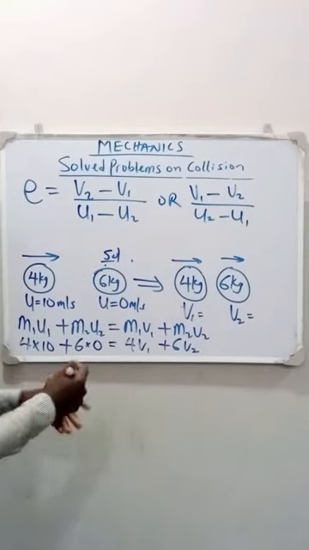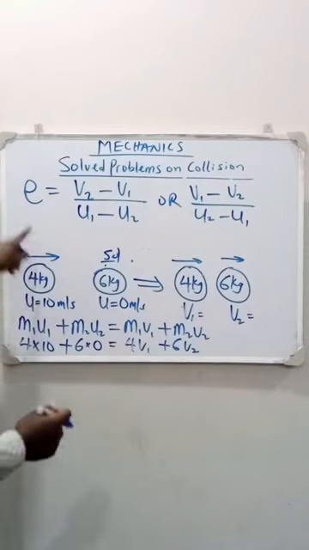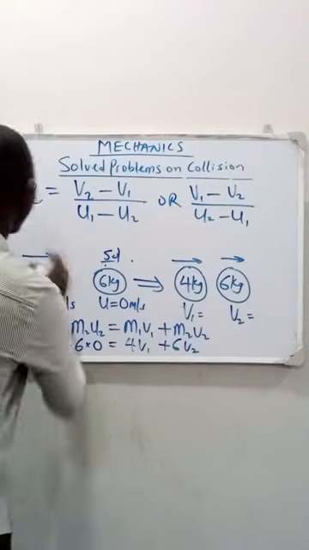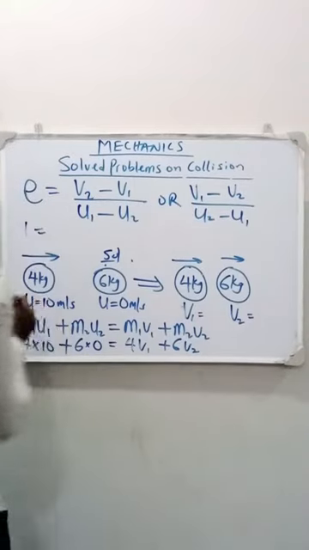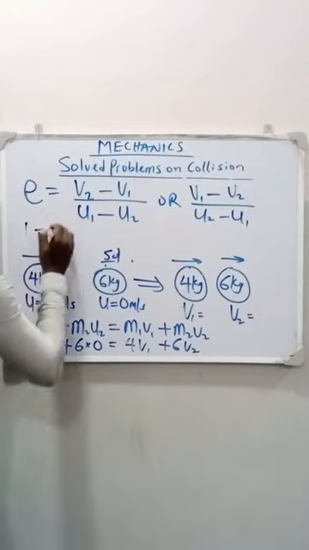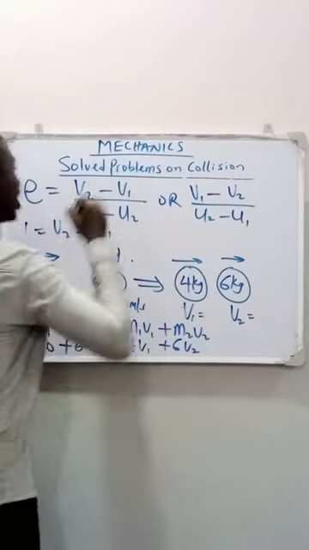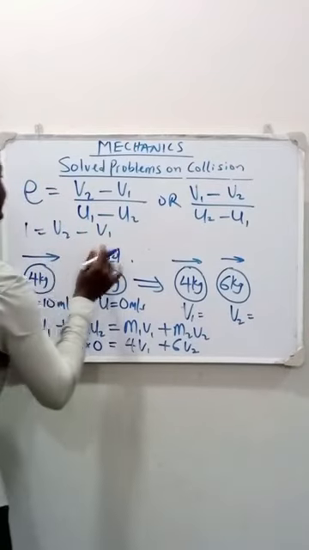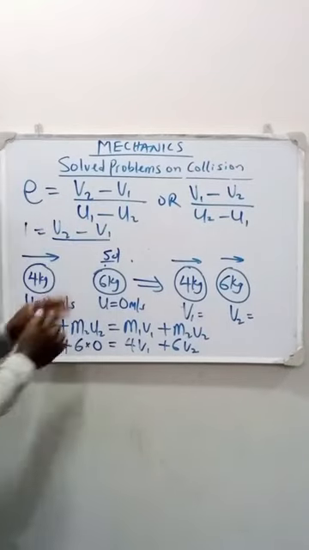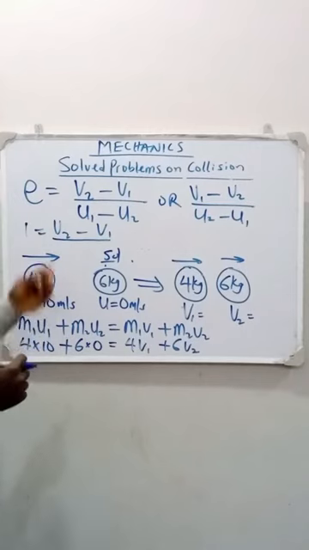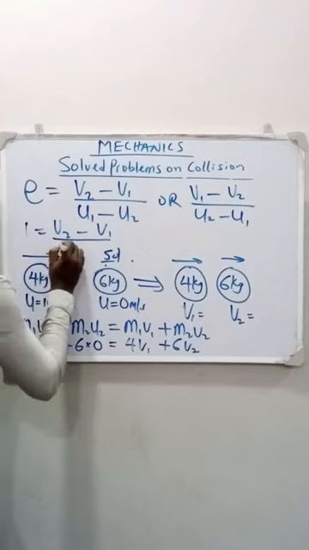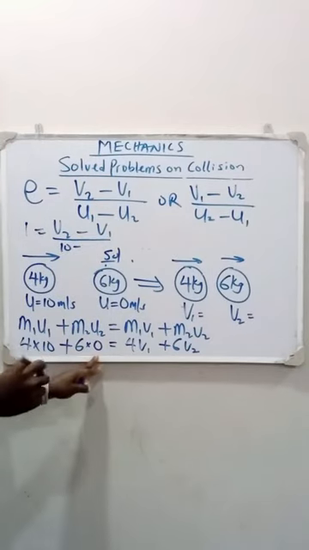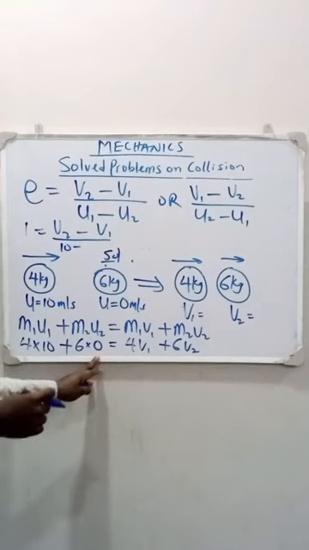So if that is the case, I'm going to plug in my values. Don't forget, for elastic collision, the value of e is 1. This is standard. So I can put this as 1 equals v2 minus v1. I don't know v1 and v2, because I'm looking for them. I don't know them yet. Divided by u1, the initial velocity of the first body, which is 10, minus u2. For the second body, the initial velocity is 0. Why? That body is at rest.